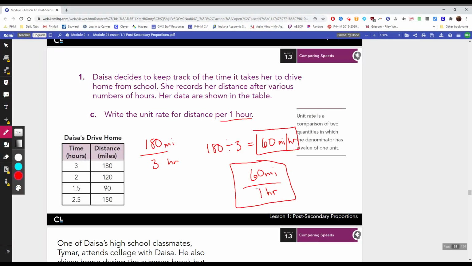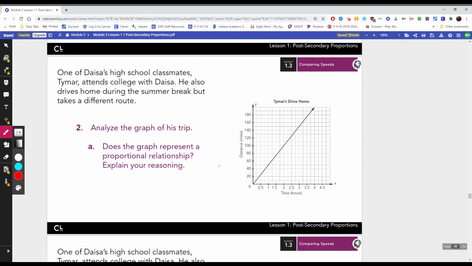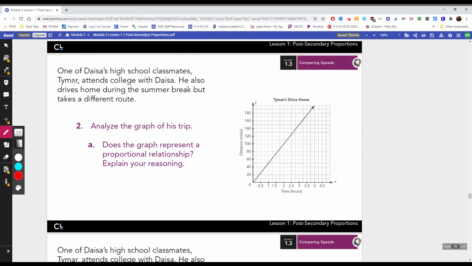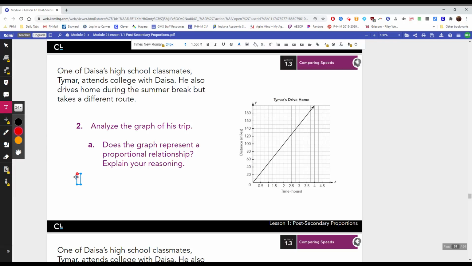So now we're going to move on to page 15 on the next page. It says one of Deja's high school classmates, Tamar, attends college with Deja. He also drives home during the summer break, but takes a different route. Analyze the graph of his trip. Does it represent a proportional relationship? So here's his trip. Looks like it's a line. Looks like it's going through the origin. Therefore, it is a proportional relationship.